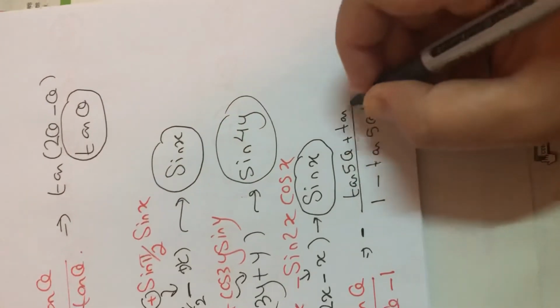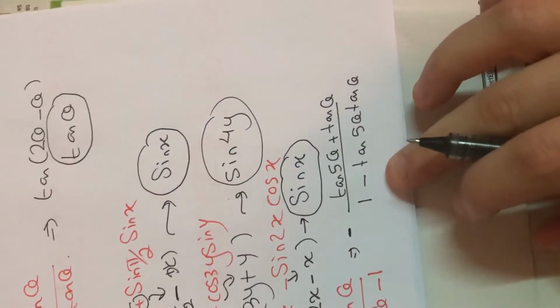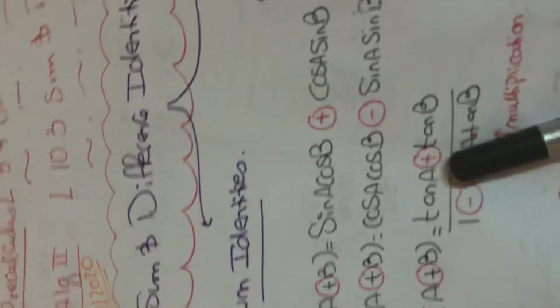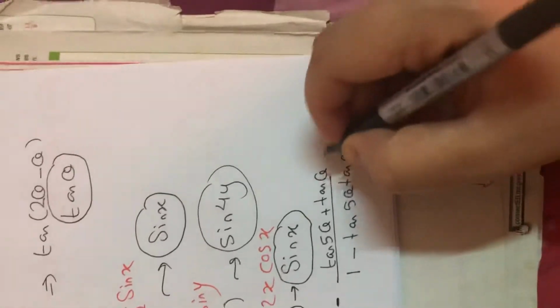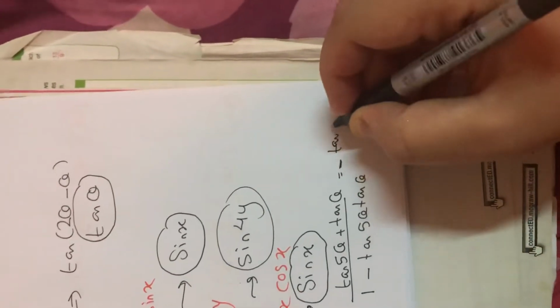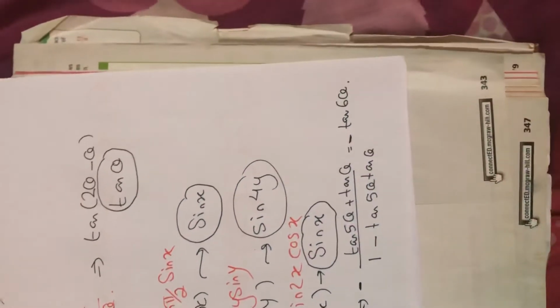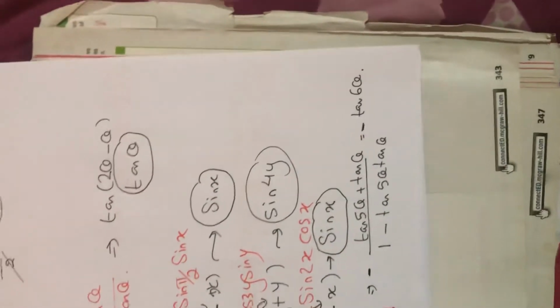Plus tan theta. If I have the question like this, then probably it's this, tan a plus b. But I have a negative outside, I'm going to keep it, and it's going to be tan 6 theta. Negative tan 6 theta is the answer.